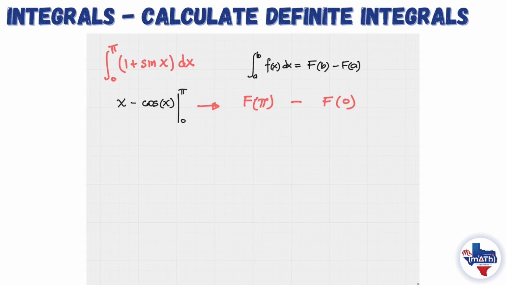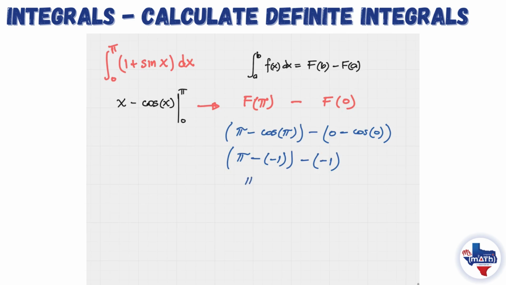Okay, so if we evaluate on pi, this will be pi minus the cosine of pi, minus 0 minus the cosine of 0. Okay, this is pi minus, we know that the cosine of pi is negative 1, minus, we'll have 0 minus the cosine of 0, that is 1, so we'll have negative 1.